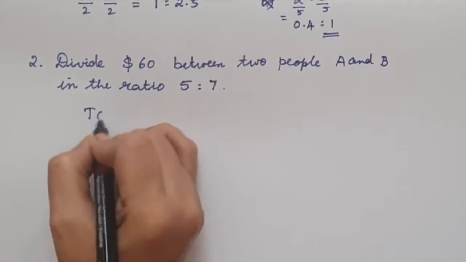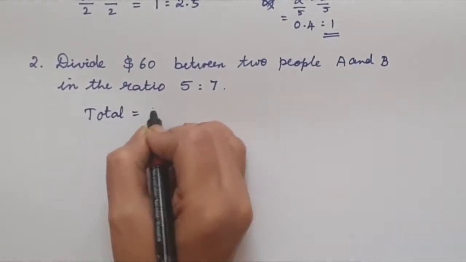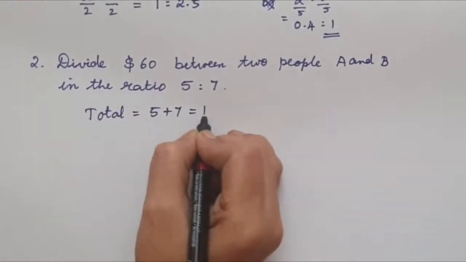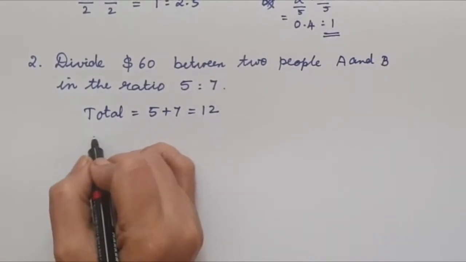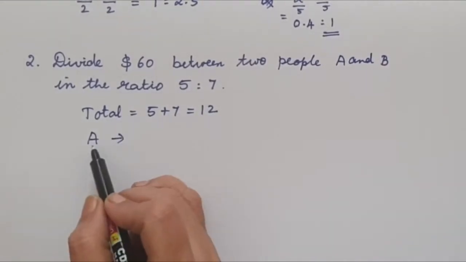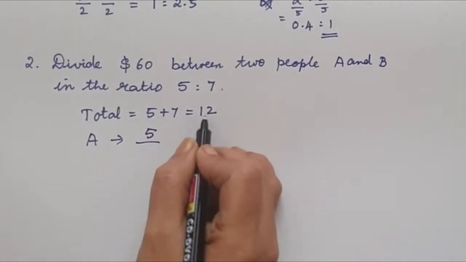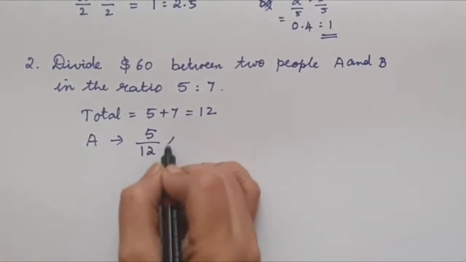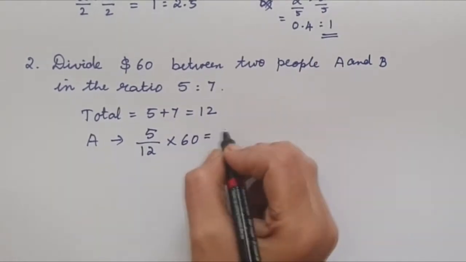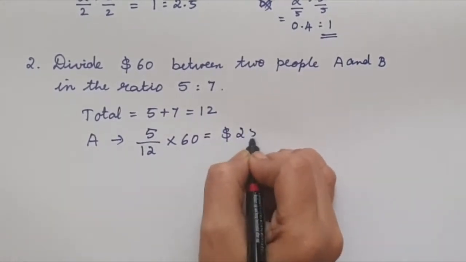The second question: divide $60 between two people A and B in the ratio 5:7. The total ratio will be equal to 5 plus 7, so it will be equal to 12. Now we are going to find A's share. A has 5 parts, so it will be 5 divided by the total, which is 12, times 60. So this will give us an answer of 25.